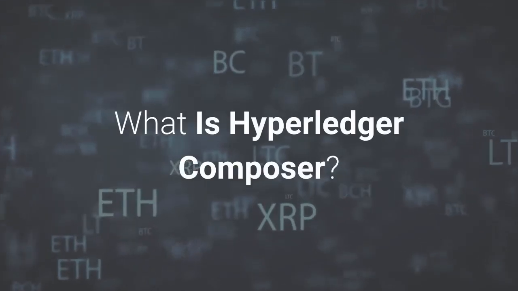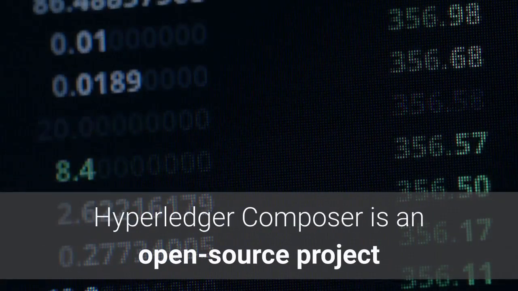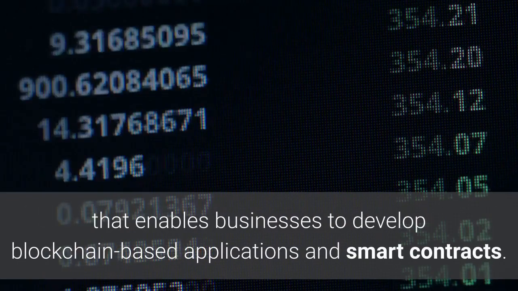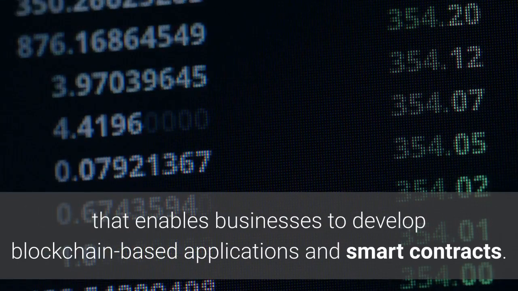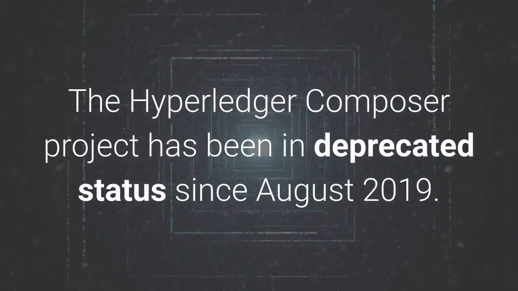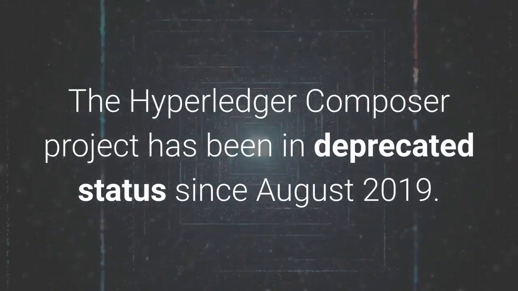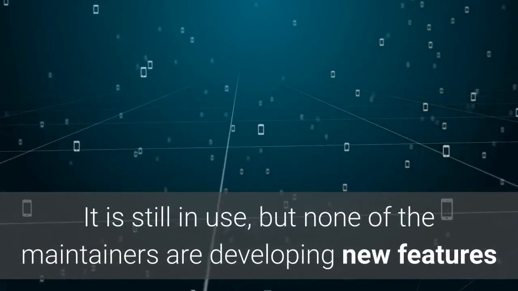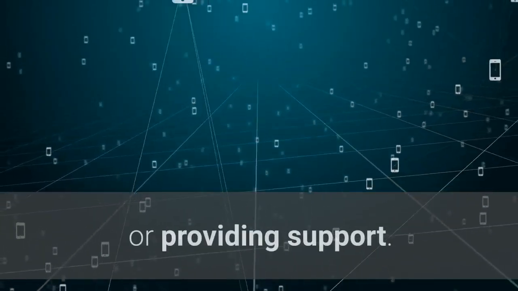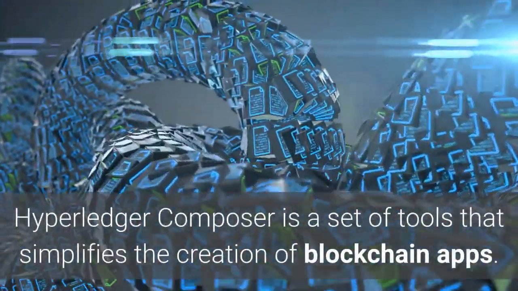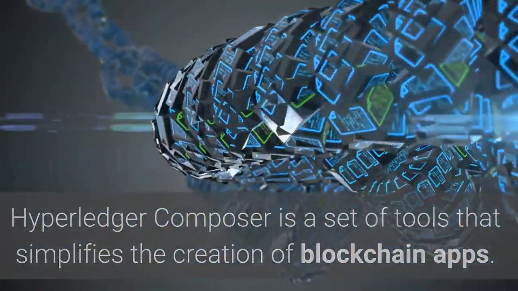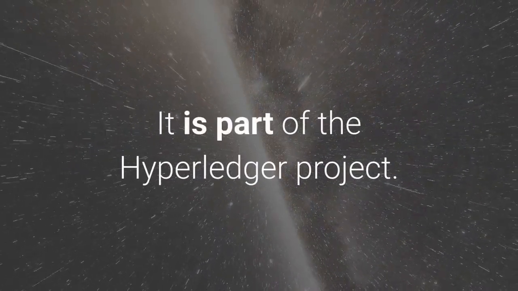What is Hyperledger Composer? Hyperledger Composer is an open-source project that enables businesses to develop blockchain-based applications and smart contracts. The Hyperledger Composer project has been in deprecated status since August 2019. It is still in use, but none of the maintainers are developing new features or providing support. Hyperledger Composer is a set of tools that simplifies the creation of blockchain apps. It is part of the Hyperledger project.